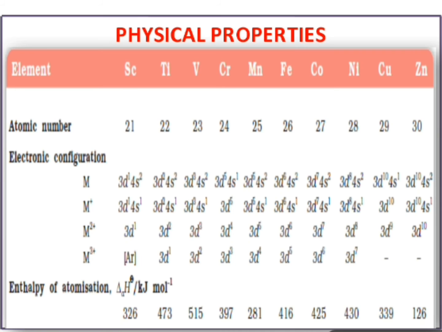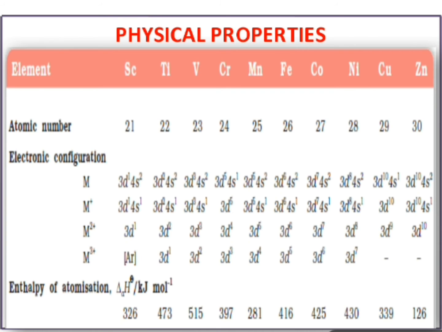So as you move from scandium, titanium to vanadium, this one is increasing because of the increase in number of unpaired electrons. Remember this thing: with the increase in number of unpaired electrons, enthalpy of atomization also increases. And if the number of unpaired electrons decreases, enthalpy of atomization will also decrease.